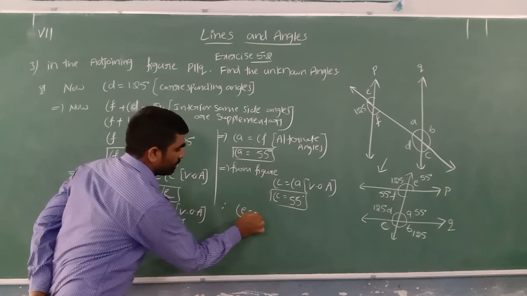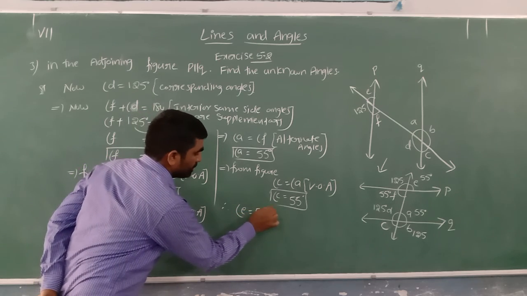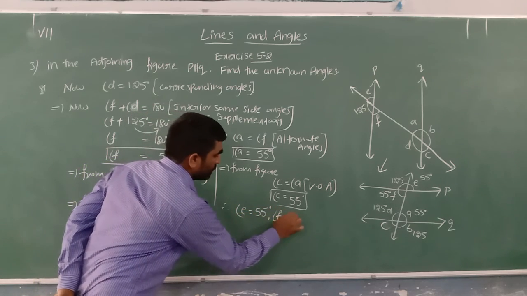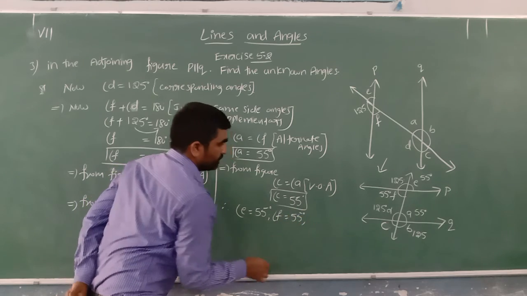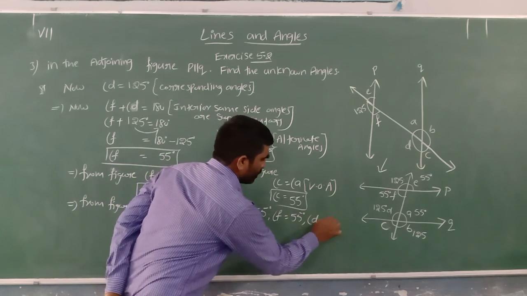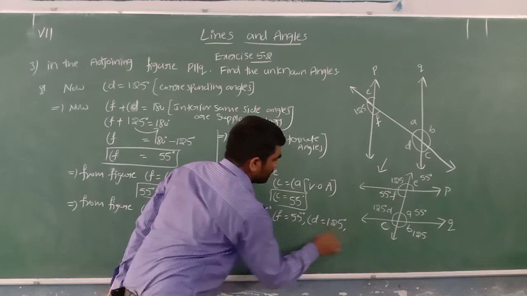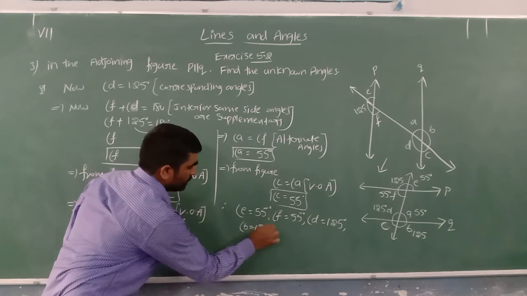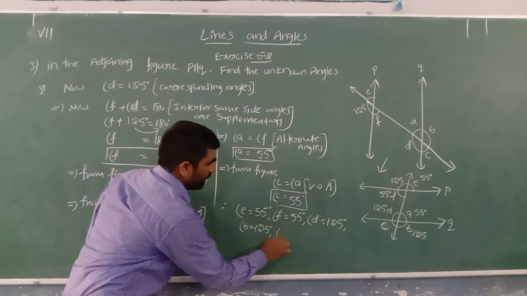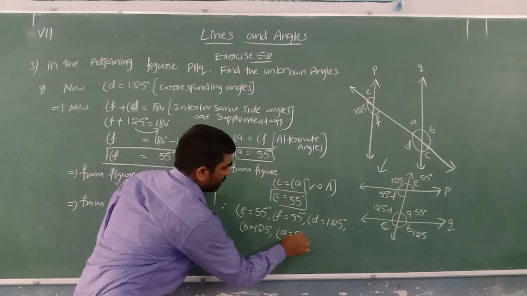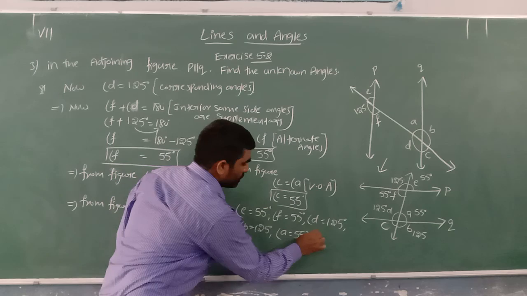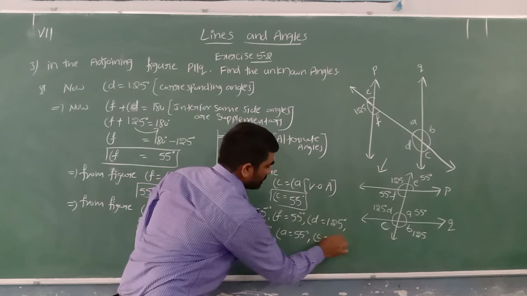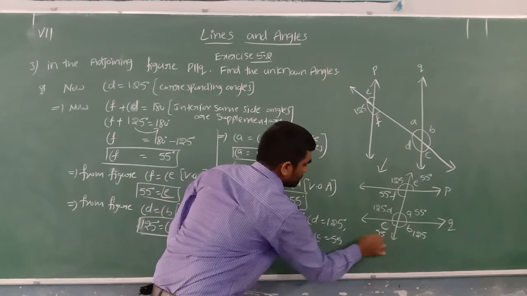Therefore, the measures of the unknown angles are: angle E is equal to 55 degrees, angle F is equal to 55 degrees, angle D is equal to 125 degrees, angle B is equal to 125 degrees, and angle A is equal to 55 degrees. Angle C also we got 55 degrees.